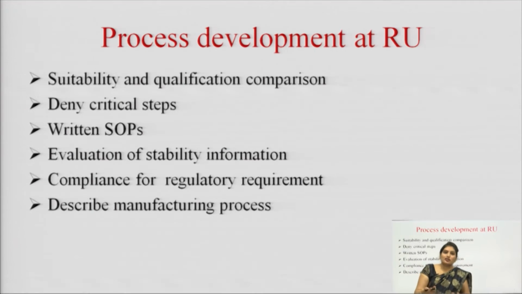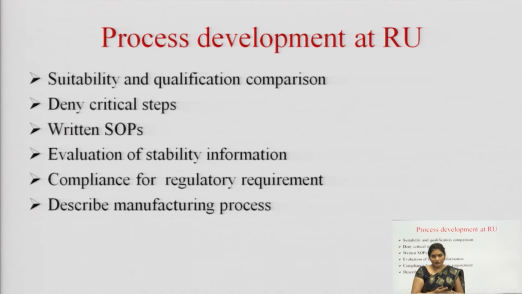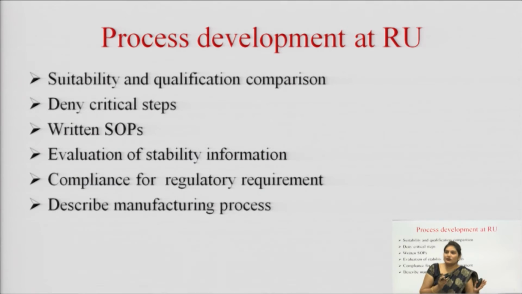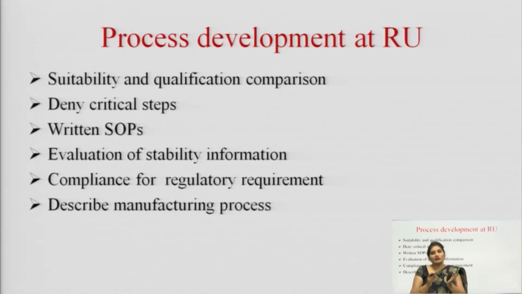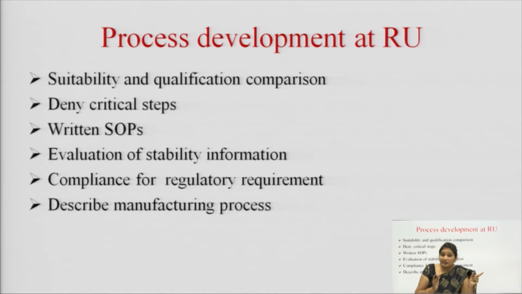And after the solution, if the receiving unit has full capacity, the receiving unit has capability to manufacture the product, then for the process development at the receiving unit, these points should be kept in mind. First is suitability and qualification comparison. Okay. There will be a comparison between the qualification of personnel in the sending unit and receiving unit, means जो पर्सनल्स आपके सेंडिंग यूनिट में वर्क कर रहे थे उनकी क्वालिफिकेशन और रिसीविंग यूनिट में जो पर्सनल वर्क कर रहे हैं उनके क्वालिफिकेशन में कंपैरिजन होगा.